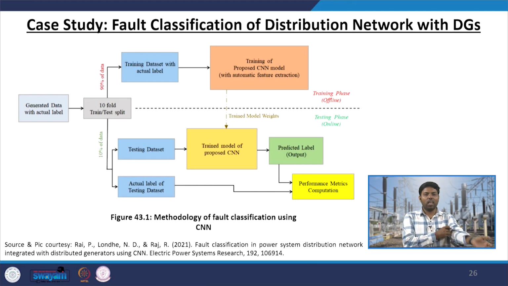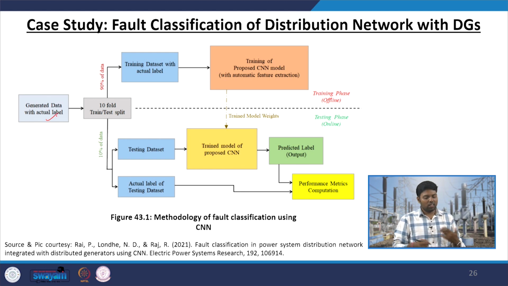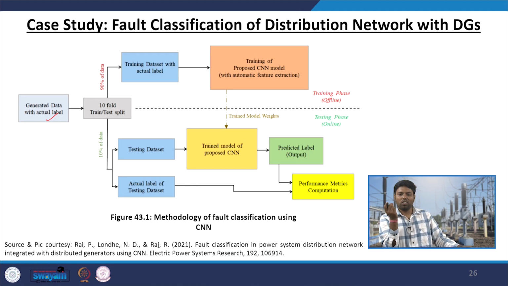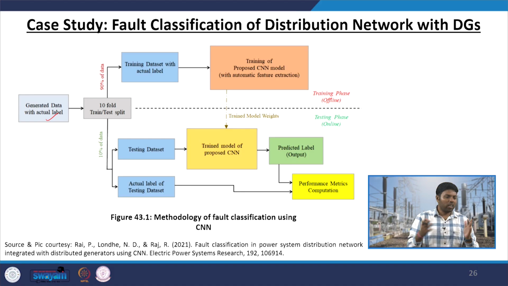With this, we will see a case study of fault classification in distribution networks, where the data is generated and then a tenfold train and test is done. That means, whenever you train an AI tool with only one shot training or one shot testing, you cannot assure the accuracy level of that method. You have to do multiple trainings and multiple testings, then take the average and calculate the standard deviation. That will give you the actual accuracy level of your system.